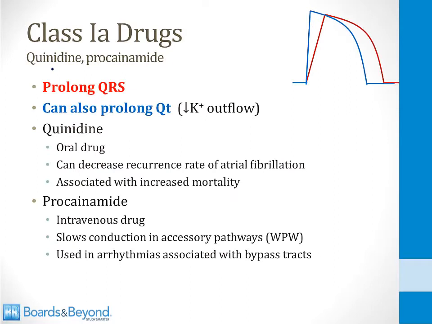Now let's talk about each of the groups of class 1 drugs in more detail. We'll begin with the class 1A drugs. There are 2 important drugs in this class, quinidine and procainamide. And remember that this is the depiction of their effects on the action potential. So these drugs can prolong the QRS complex on the surface EKG, and that's because they block sodium channels and they cause phase 0 of the action potential to take longer to occur.